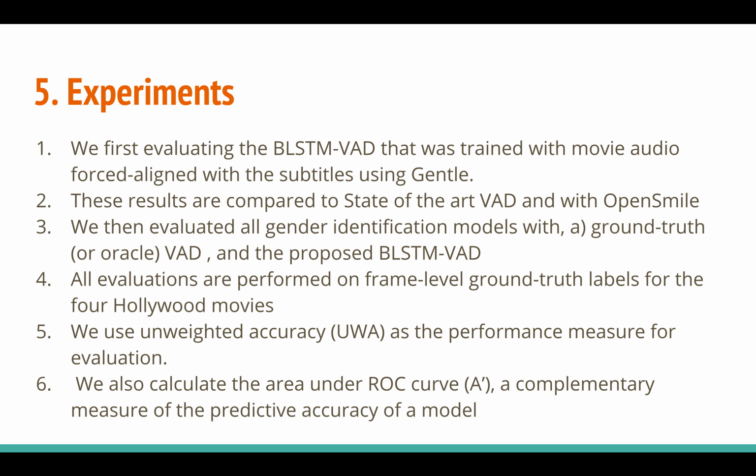Then all the evaluations are done with gender classification models. Gender classification models are evaluated with ground truth data, which is the ground truth VAD that we obtained from those 4 movies data set, and we also evaluated with the BLSTM VAD. As we said, the evaluations are done with those 4 Hollywood movies, and we finally compute unweighted accuracy as a performance measure, and also we calculate the area under curve, right?